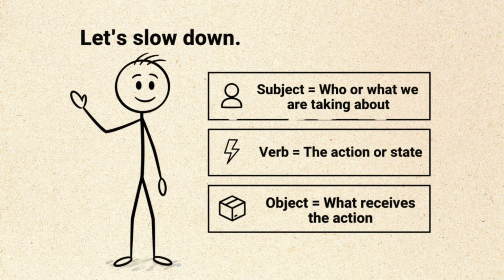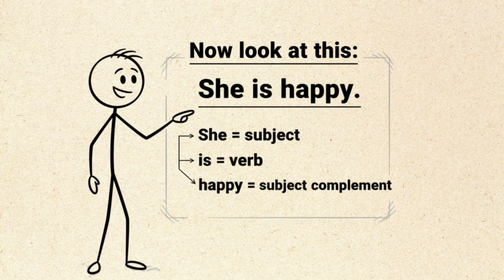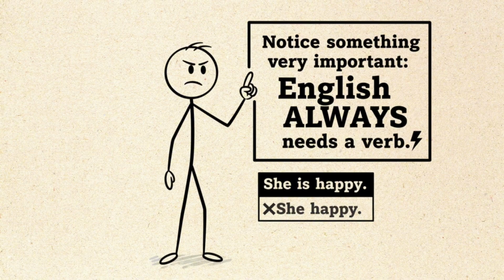Let's slow down. Subject, who or what we are talking about. Verb, the action or state. Object, what receives the action. Example, I drink coffee. I is subject. Drink is verb. Coffee is object. Now look at this. She is happy. She is subject. Is verb. Happy is subject complement. Notice something very important.